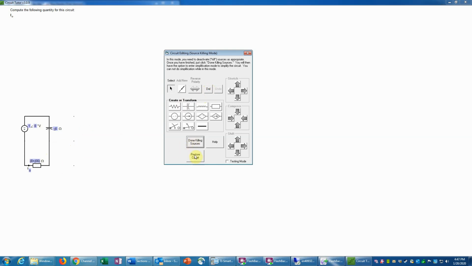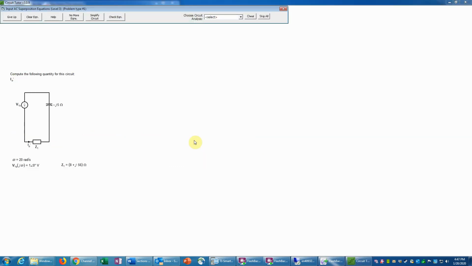And then I'll check that I'm done by clicking Done Killing Sources. Okay, so that's fine. And now I need to analyze this child circuit for the value of I naught prime. Notice that this has automatically been labeled for us now as I naught prime. This is not the original value of I naught, it's a portion of that.